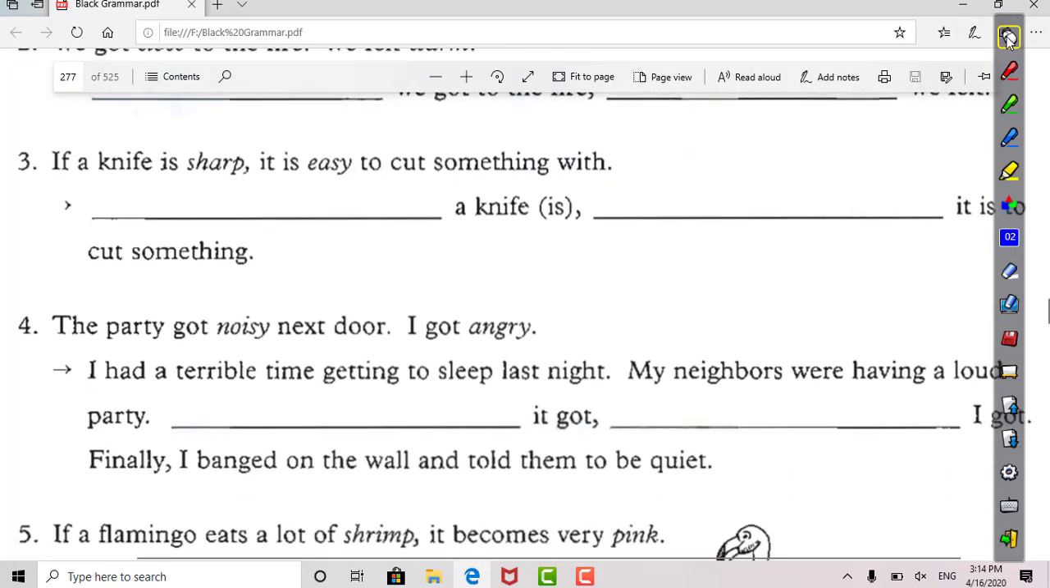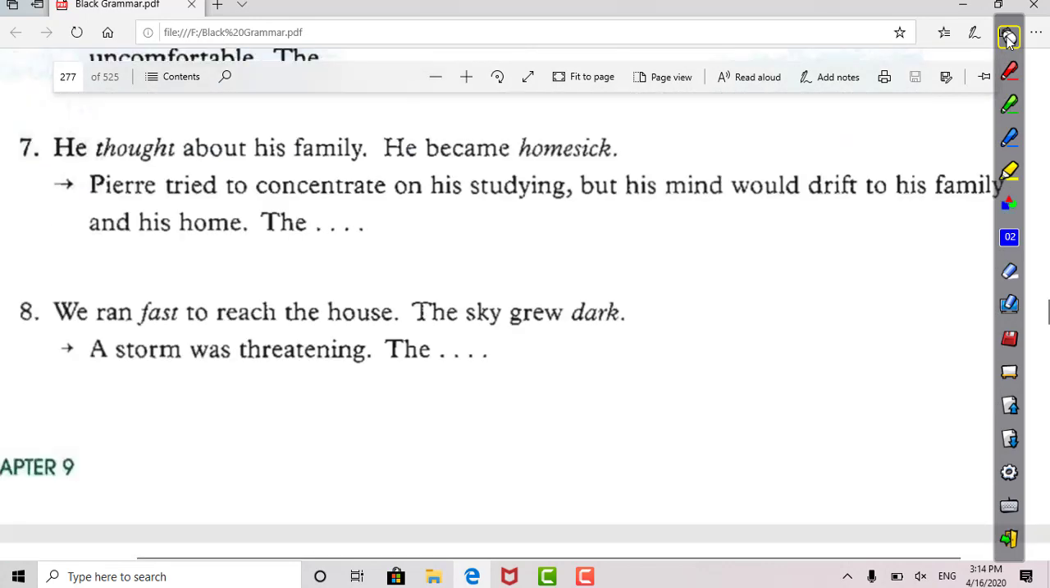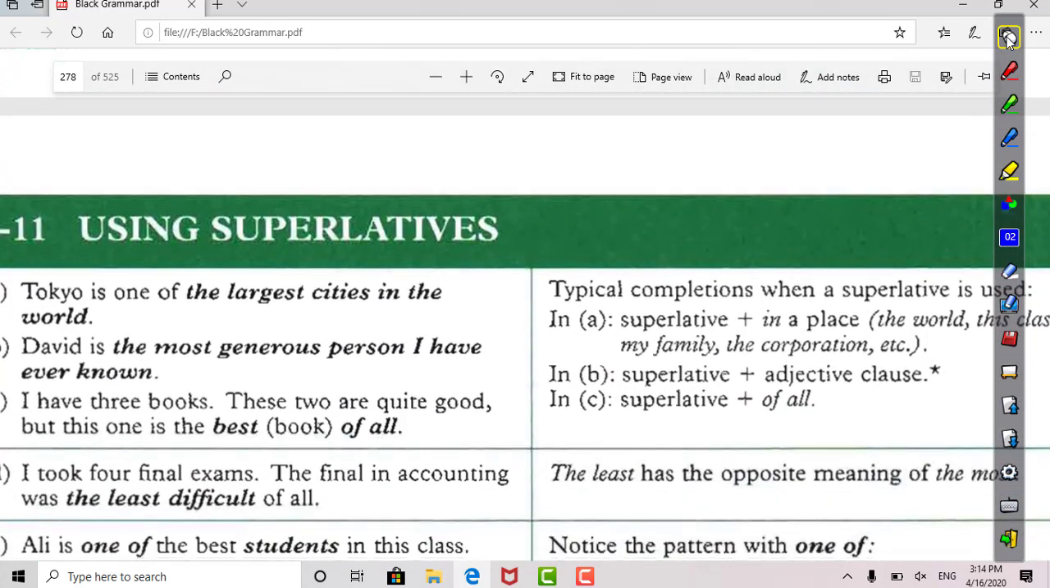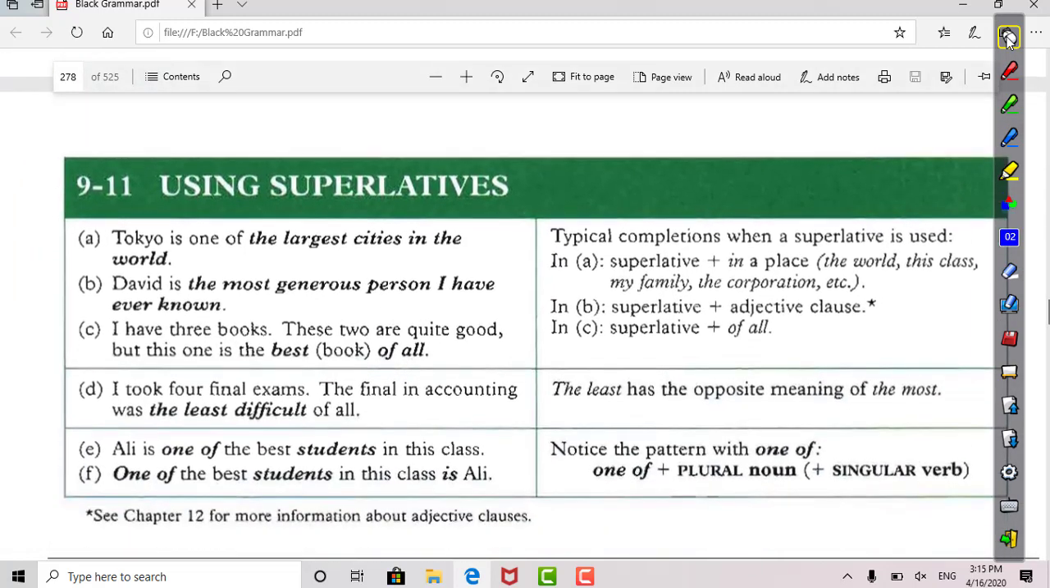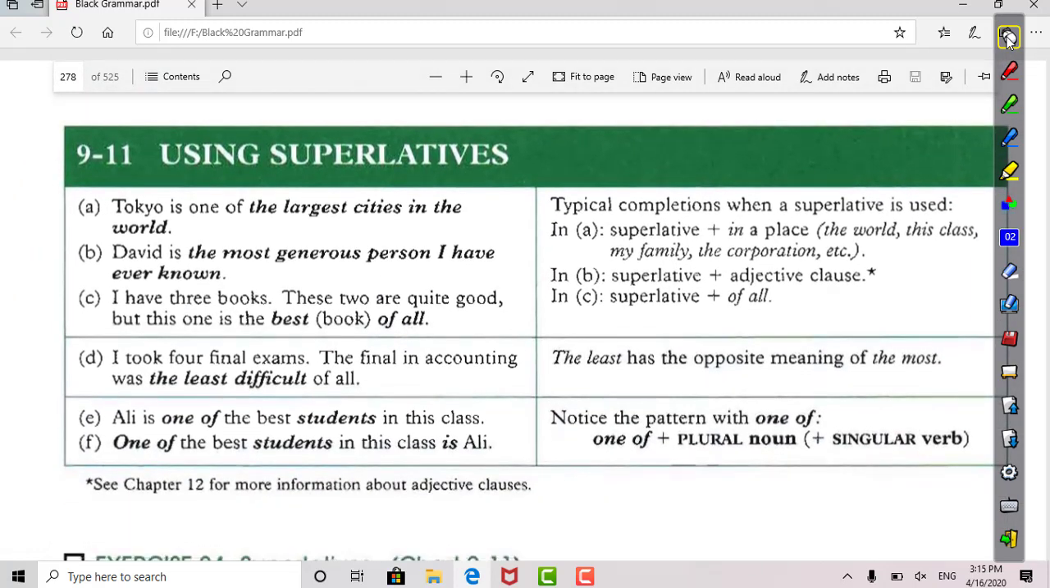Next part here now, we have the using superlatives over here. Okay. All right. Now we talk about the using superlatives. So I will read first number one until number F here. I will try to repeat one until F. A until F. Tokyo is one of the largest cities in the world.